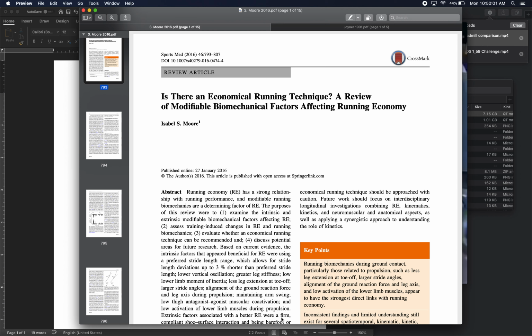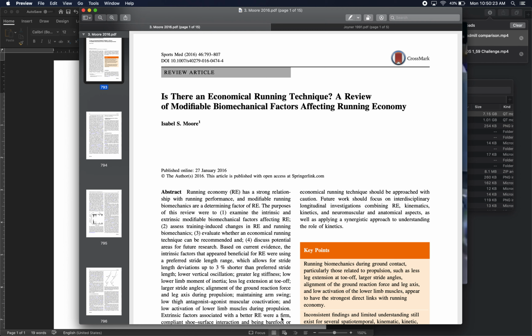Okay, paper number 3 here in our series on running biomechanics is titled, "Is There an Economical Running Technique? A Review of Modifiable Biomechanical Factors Affecting Running Economy." This is by Dr. Izzy Moore, an excellent running biomechanics researcher. And this particular paper has been a really influential, impactful paper in the running biomechanics community.